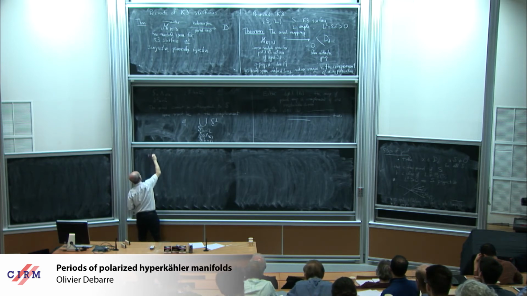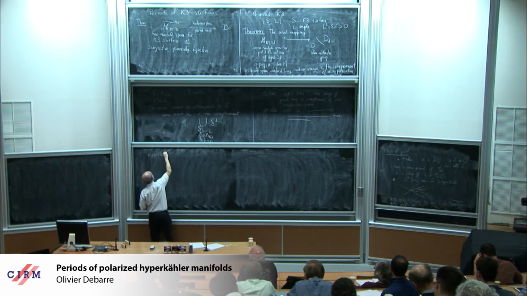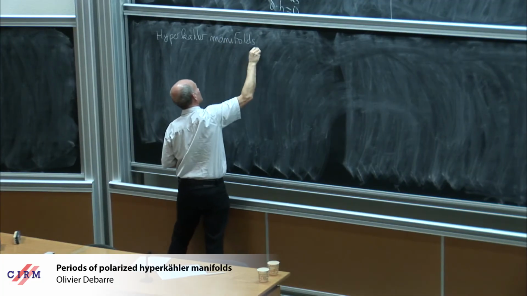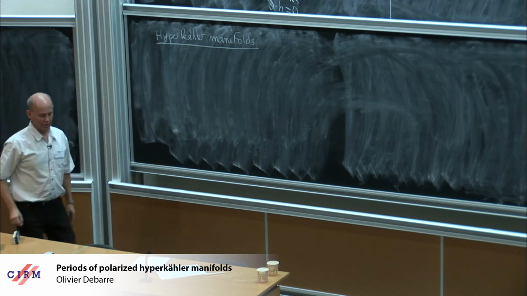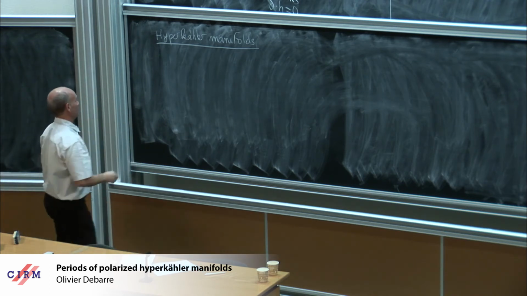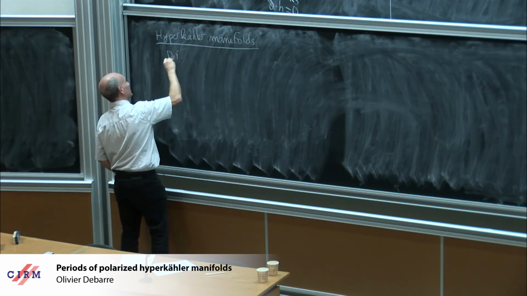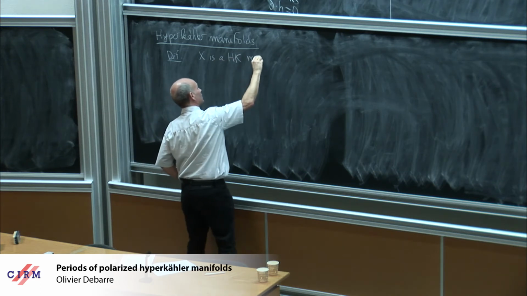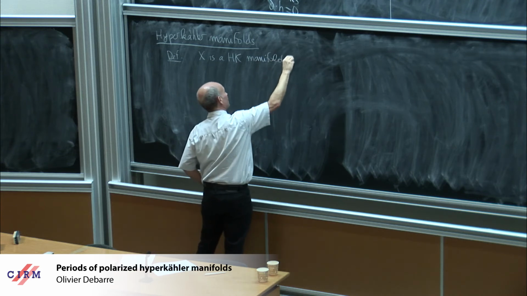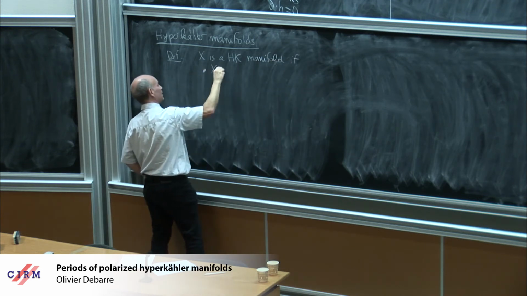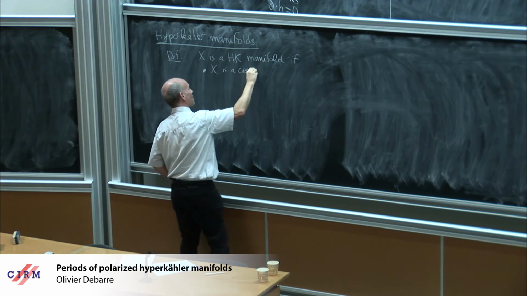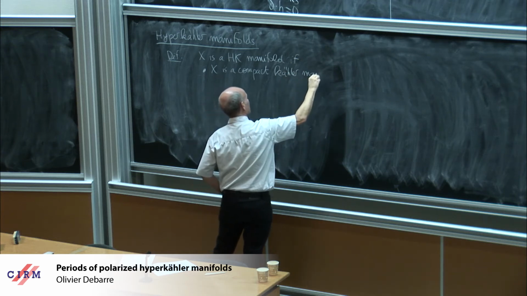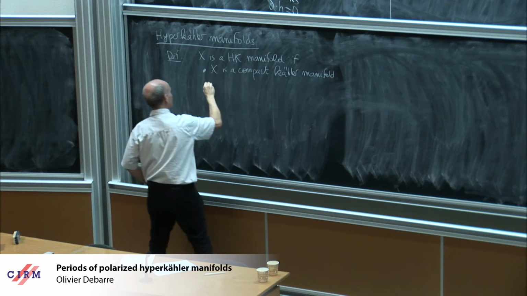So Hyperkähler manifolds. Okay, so first of all, what is a Hyperkähler manifold? So the definition is that X is a Hyperkähler manifold if, first of all, X is a compact Kähler manifold. Okay, X is simply connected.